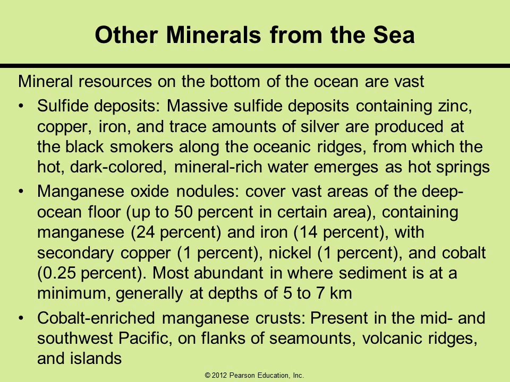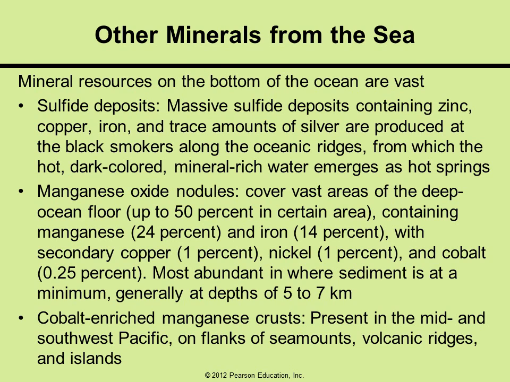There are massive sulfide deposits containing zinc, copper, iron, and trace amounts of silver that are being produced near what are called black smokers. We'll see pictures of these in a moment. The black smokers occur near oceanic ridges, and they're associated with dark mineral-rich waters that emerge at hot springs and then are circulated in the seawater.